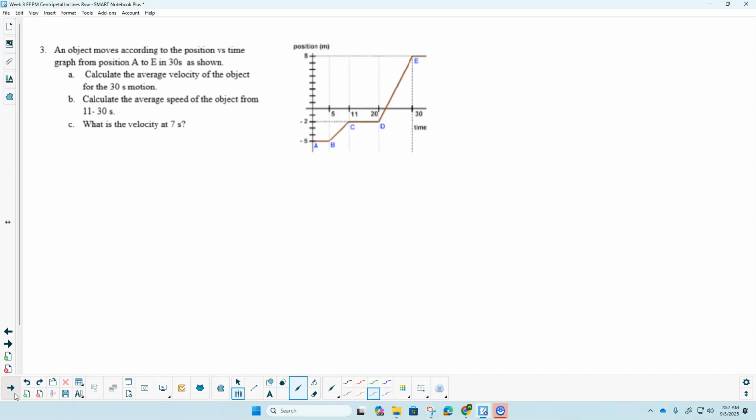A couple more and then I'll take a break. So we're getting into the position versus time graphs, so this x versus t graph. And it's just answering questions about average velocity, average speed, and then the velocity at a moment.